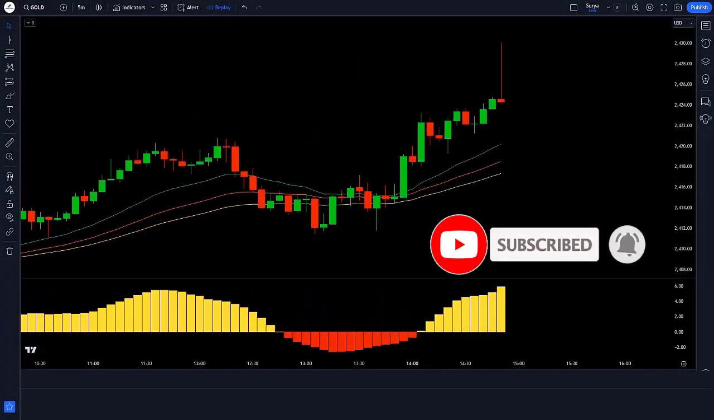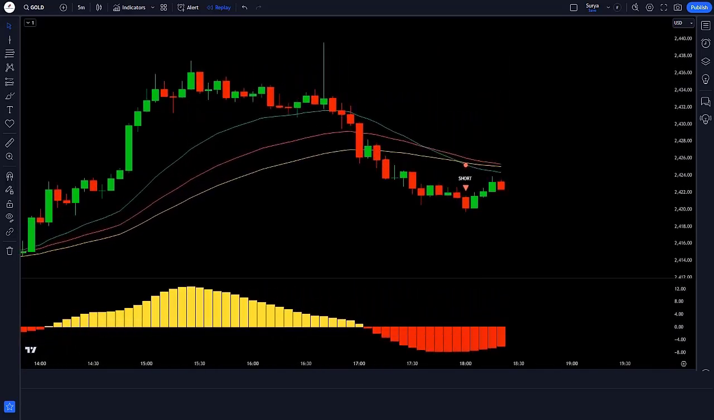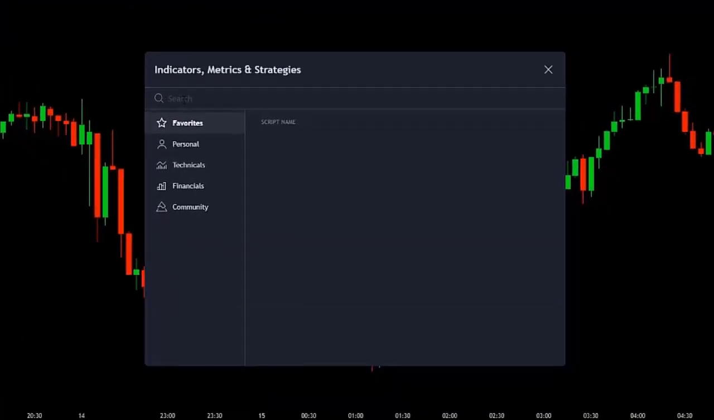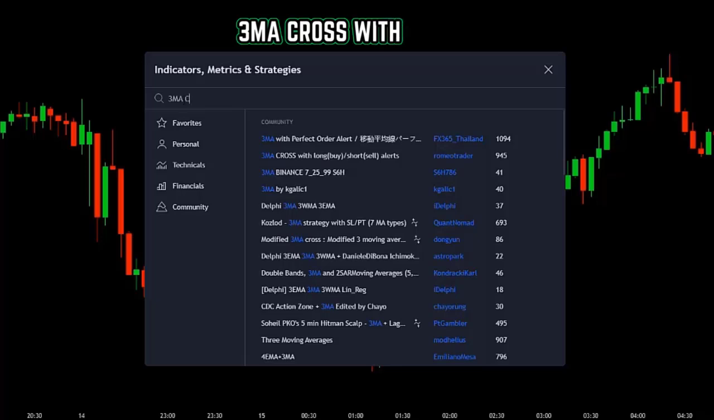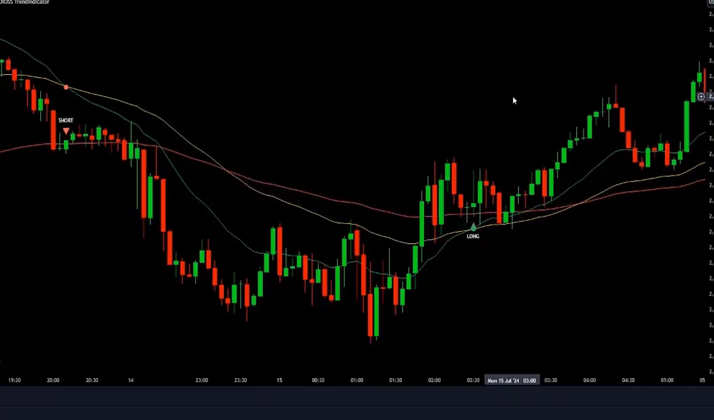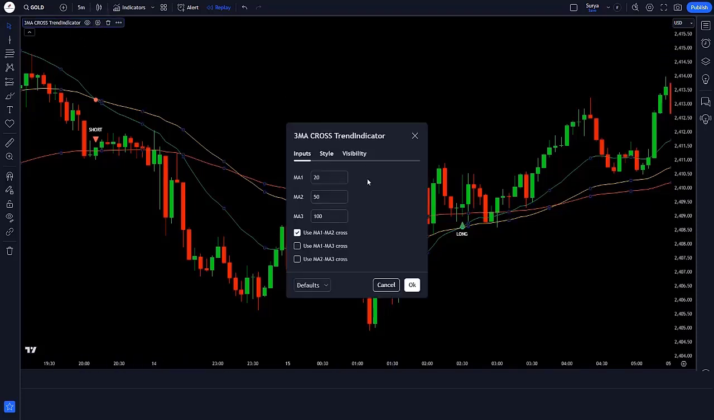Starting with this strategy, we need to add the 3MA cross with long-short indicator for intraday and scalping to our chart. First, click on TradingView Indicators. Find 3MA cross with long-short here. Add this indicator to the chart. After that, we have to click on 3MA cross indicator for scalping and intraday.